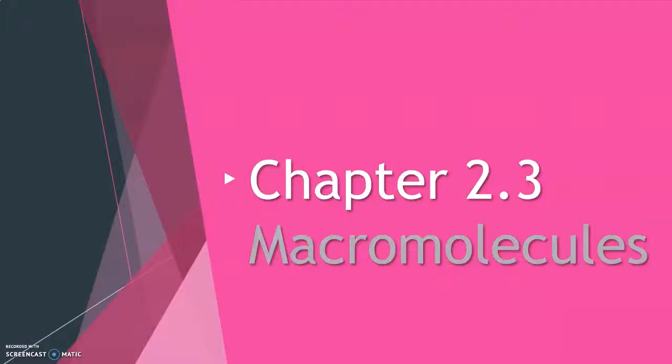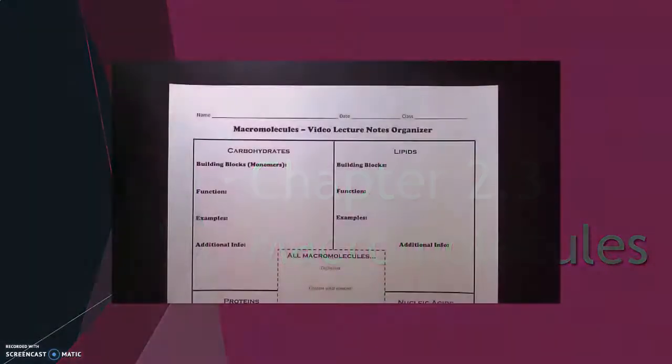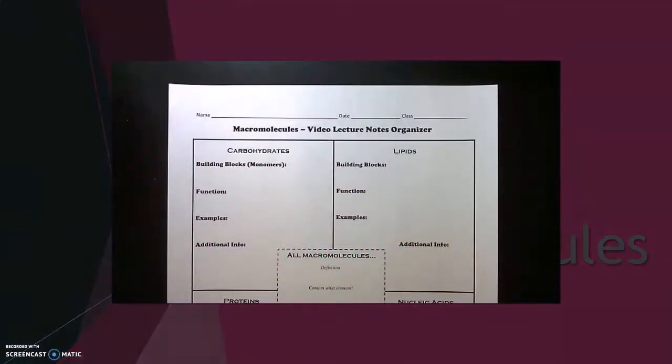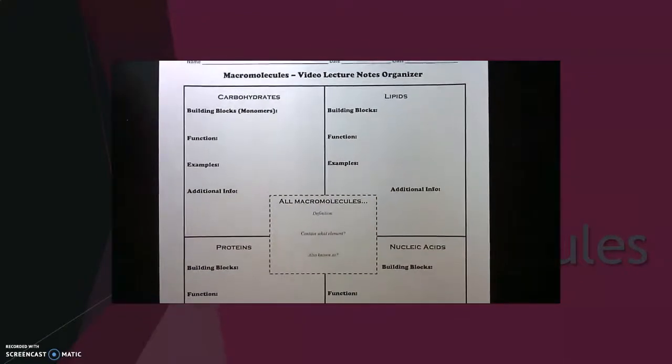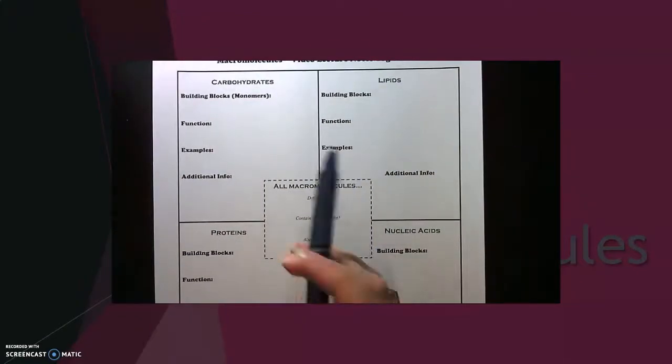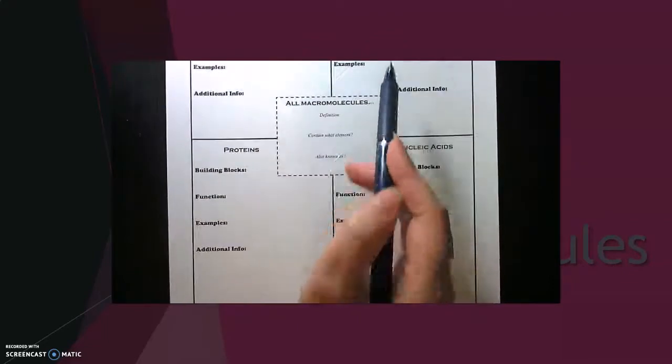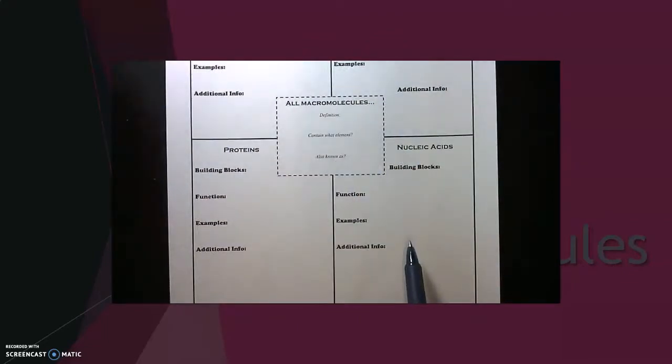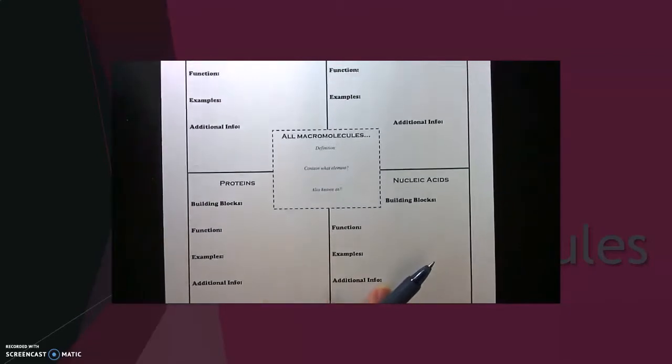Today we're going to learn about Chapter 2, Section 3, which is about biological macromolecules. Before we begin, make sure that you have your notes organizer. This is going to have a chart on the front with a section for carbohydrates, lipids, proteins, and nucleic acids, and a place for you to take notes over their important information.